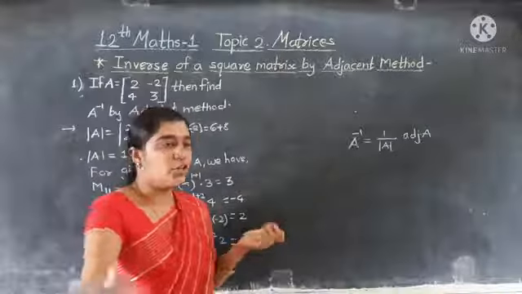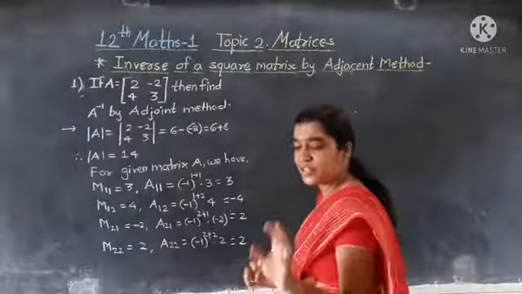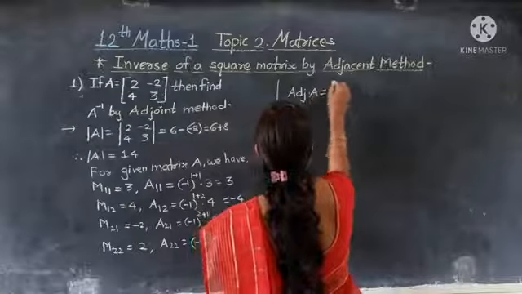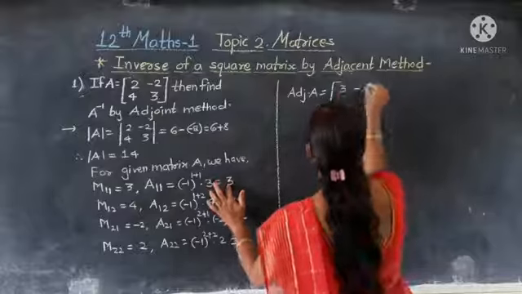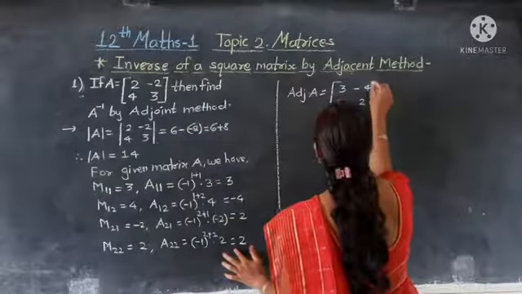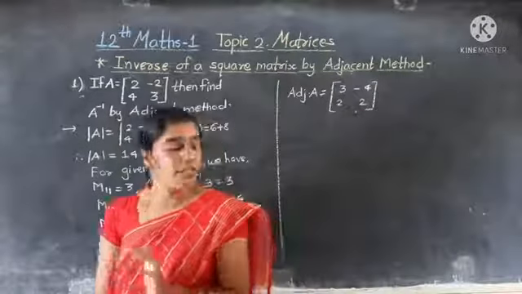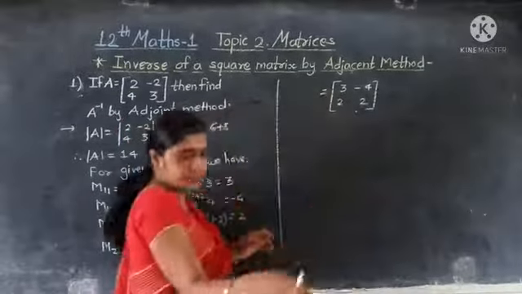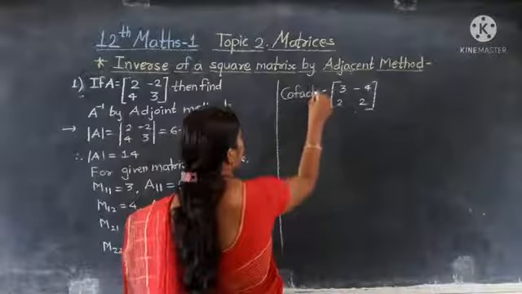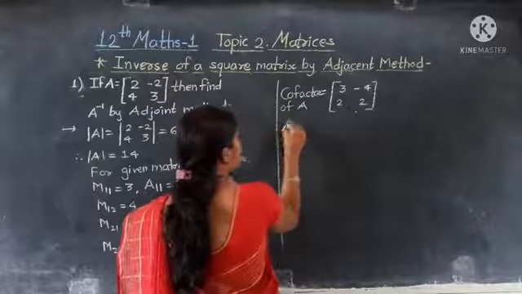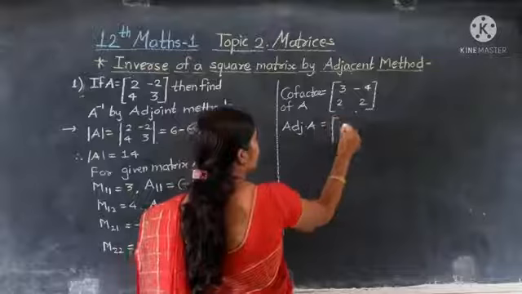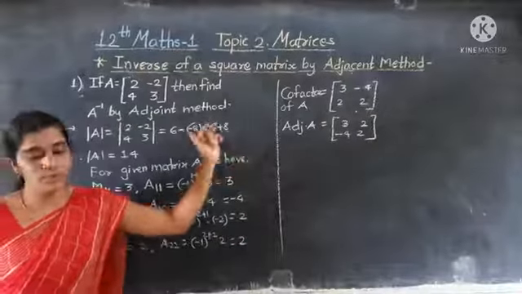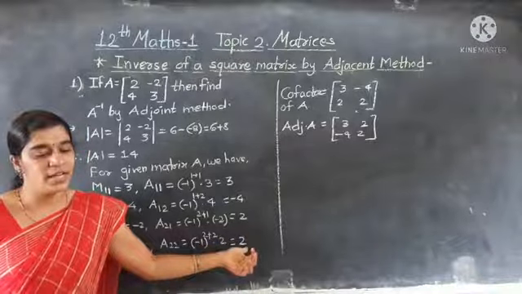The transpose of the cofactor matrix of A is the adjoint of A. Therefore, we write adjoint of A is equal to the cofactor matrix, that is 3, minus 4, 2, 2. We get this as the adjoint of the given matrix. Okay, this is the cofactor of A. Then adjoint of A is equal to 3, minus 4, 2, 2. This is the adjoint of A.